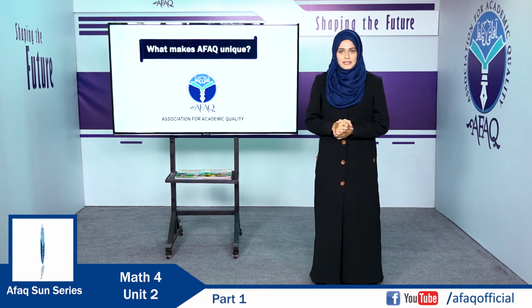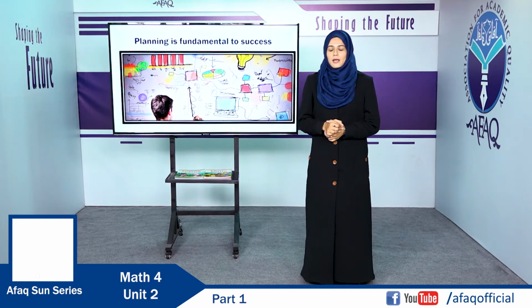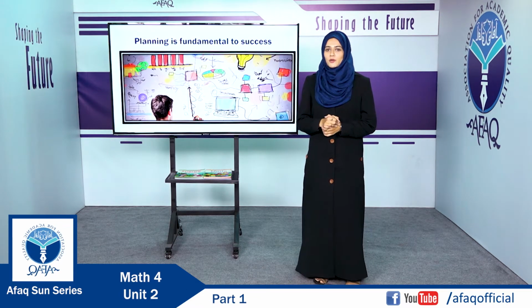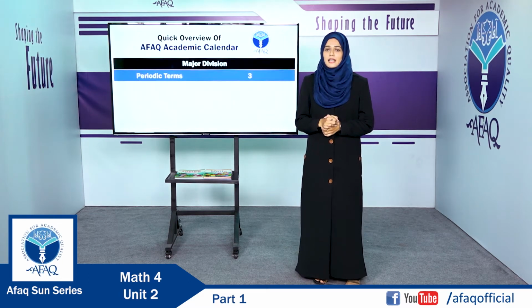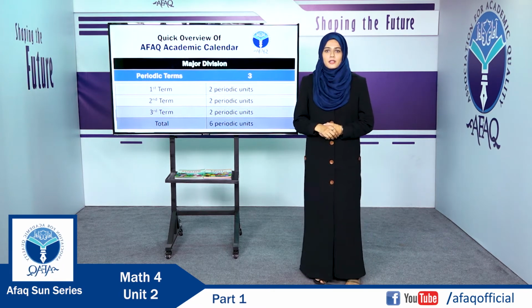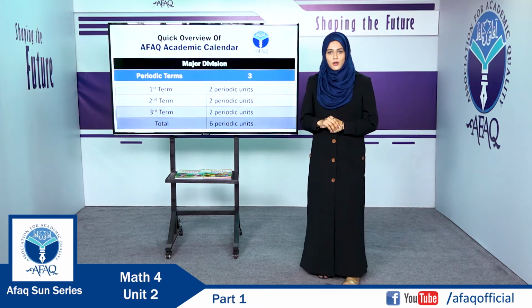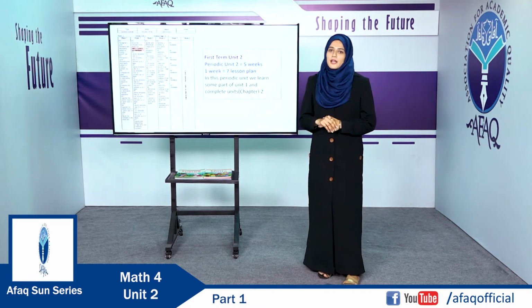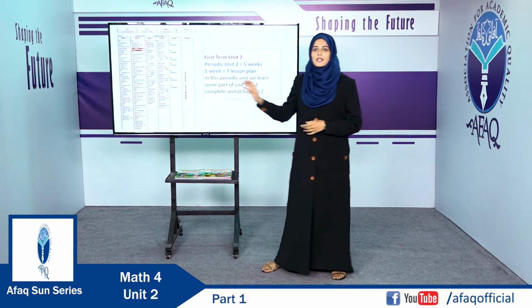Before moving towards the lesson, I want to tell you what makes AFAQ unique. This is the planning. Planning is the key of success, and without planning we face a lot of problems. So for this, AFAQ has divided the academic calendar into three periodic terms. Each periodic term consists of two periodic units, and each periodic unit consists of 6 weeks, in which 5 weeks are allocated to learning and teaching and 1 week is for revision.